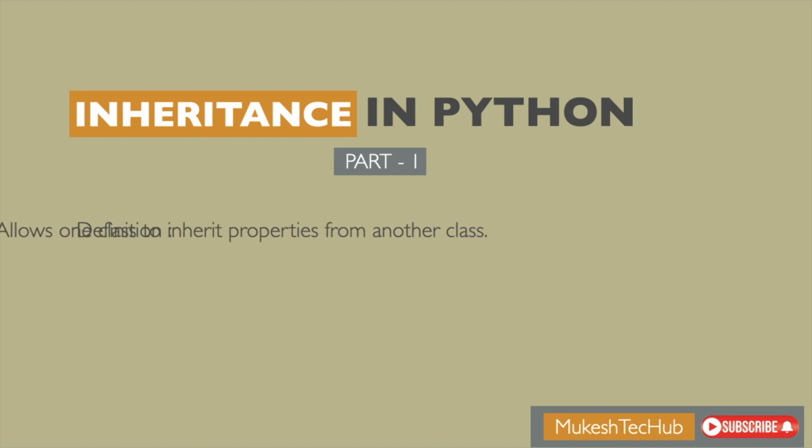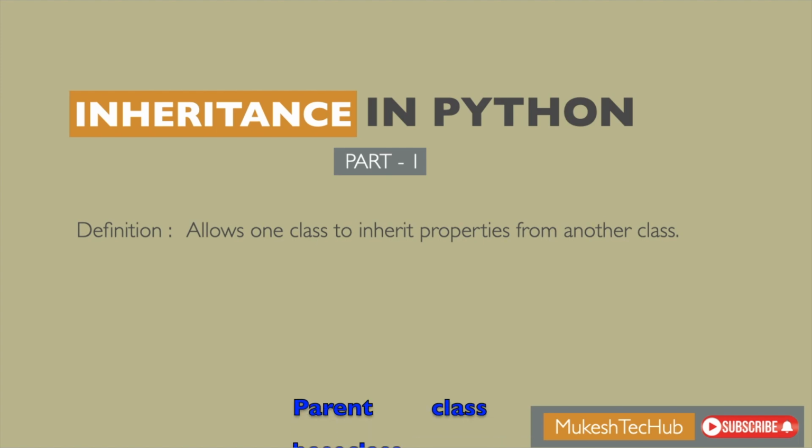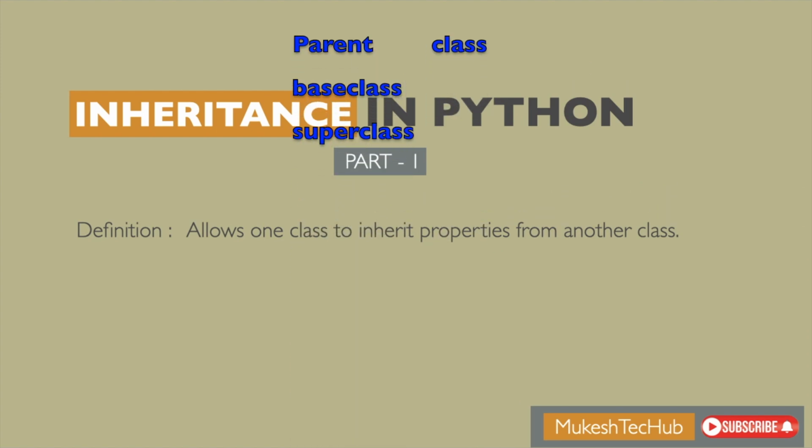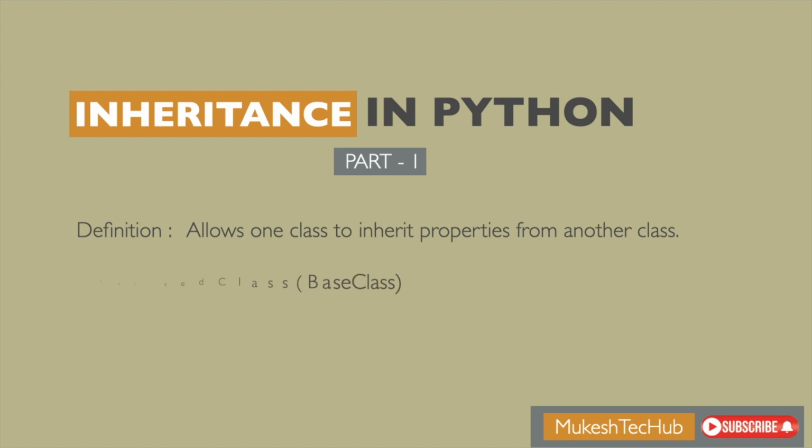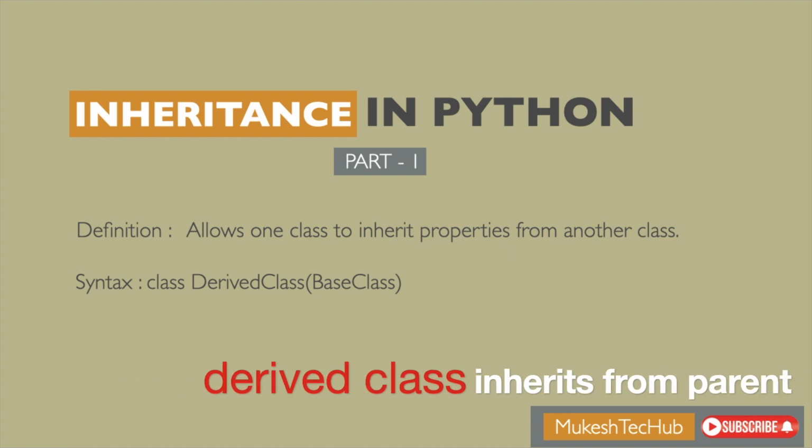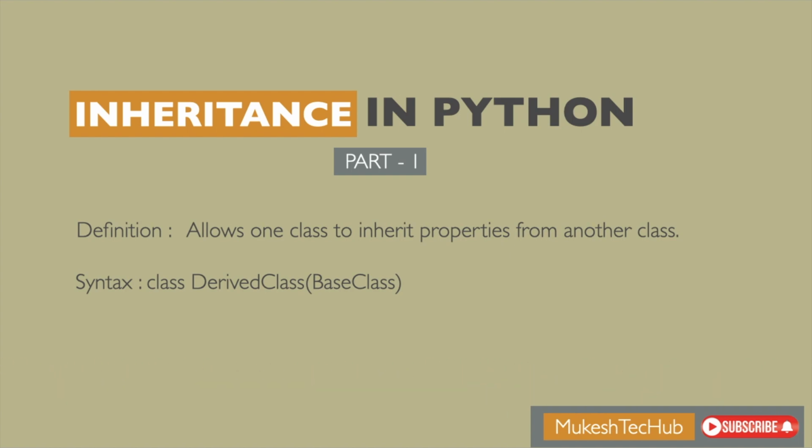We will learn the definition of inheritance. Inheritance is a mechanism in which one class acquires the properties, called methods and attributes, of another class. The class that is being inherited from is called the base class, the parent class, or the superclass, while the class that inherits from the base class is called the derived class, child class, or the subclass.